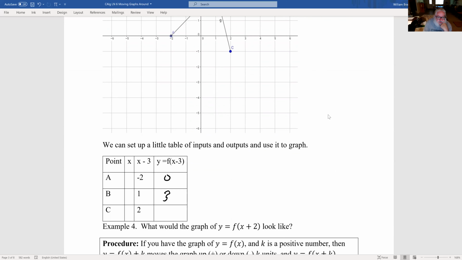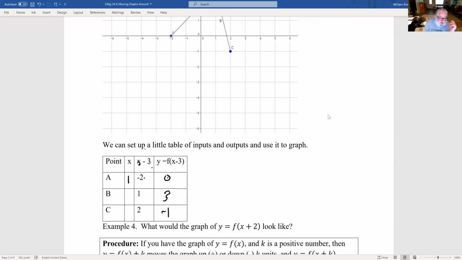And if you plug in 2, you get -1. But that's not our x values, that's our x minus 3 values, right? If x minus 3 is minus 2, then f of minus 2 is going to give me the 0. So what's x? If x minus 3 is minus 2, what's x? I have to add 3 to the minus 2, and that gives me 1.